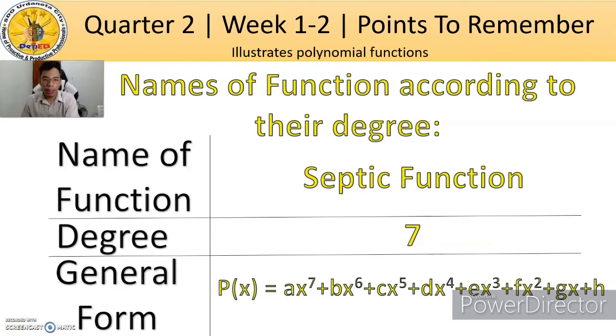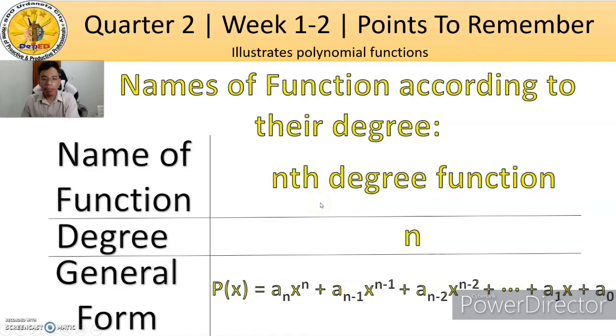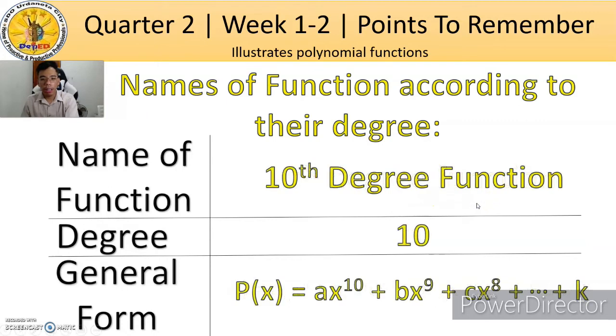How should we name it? The ruling for this would be the nth degree function. Okay, so if we have a polynomial function whose degree is greater than 7, we will now call it the nth degree function. So for example, we have a polynomial function with degree 10.